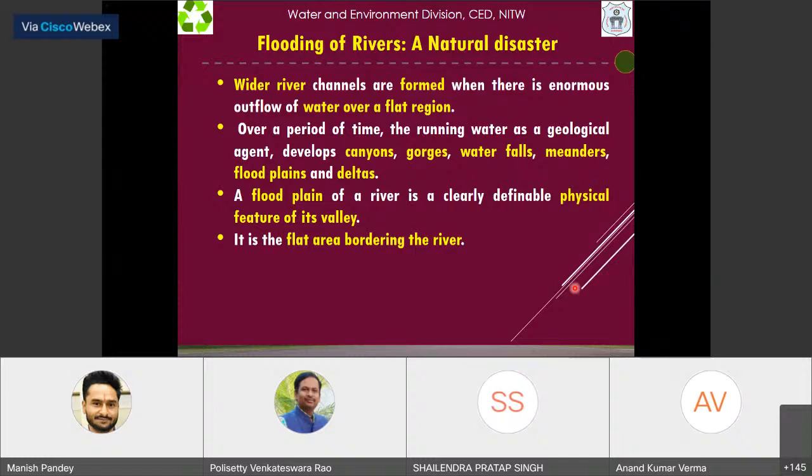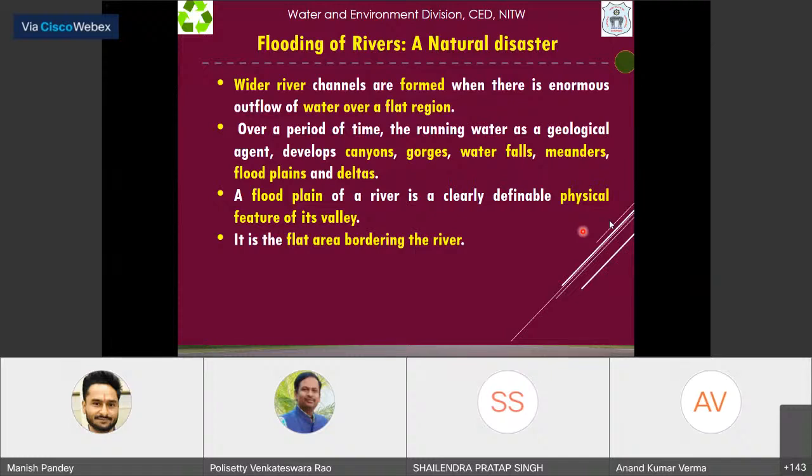Over a period of time, the running water as a geological agent develops canyons, gorges, waterfalls, meanders, floodplains, and deltas. So what are these canyons and gorges and waterfalls, meanders? These are all different formations which naturally happen because of water as a geological agent, and I'll be showing examples of all these in my further discussion. And because of all these things, it forms something called the floodplain of a river, which is a clearly definable physical feature of its valley. So it is the flat area bordering the river.